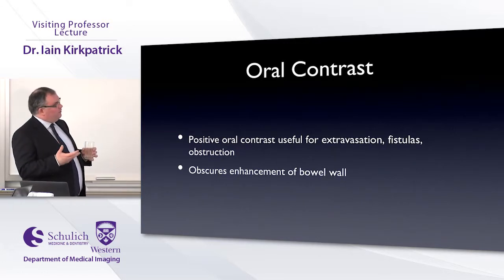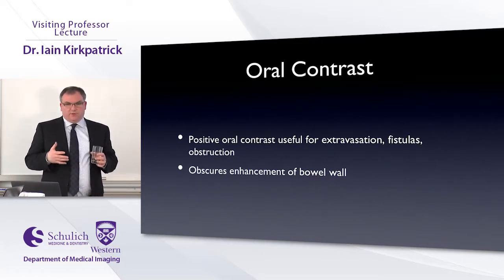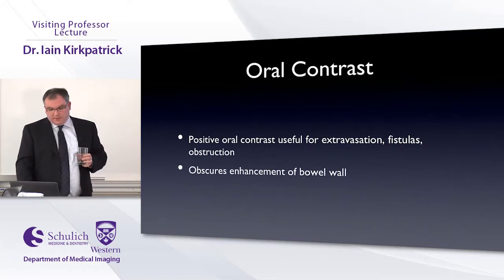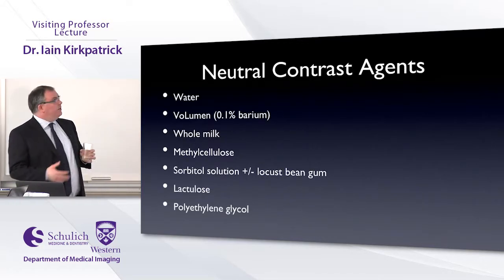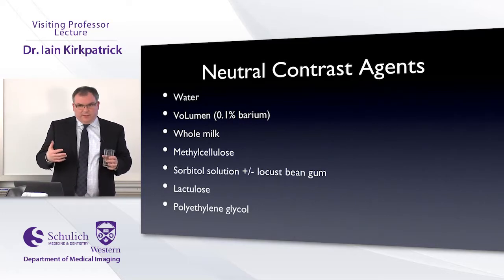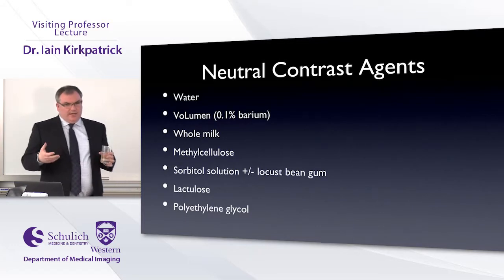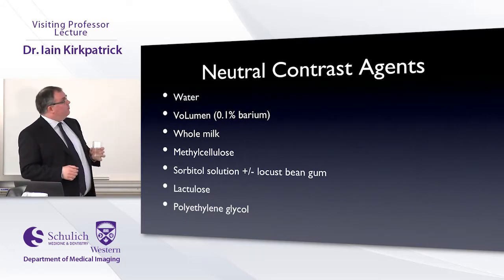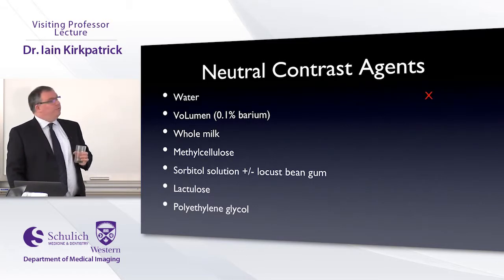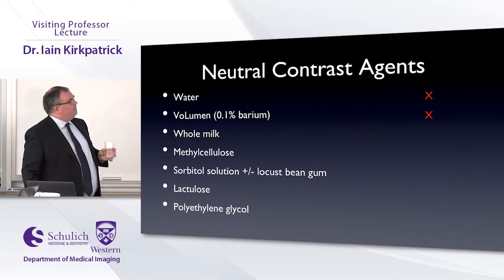But the problem with the positive oral contrast is, of course, it obscures enhancement of the bowel wall. So it's never really been good for any kind of real bowel assessment if you're looking for a primary bowel lesion. And what you want to use is a neutral contrast agent. And in Canada, we have this problem where if we were in the US, you can get an agent off the shelf. In Canada, we can't because it's not Health Canada approved. So you can give people water, but that water is going to get absorbed well before it gets to the ileum. And the contrast agent in the US that I was talking about is Volumen.